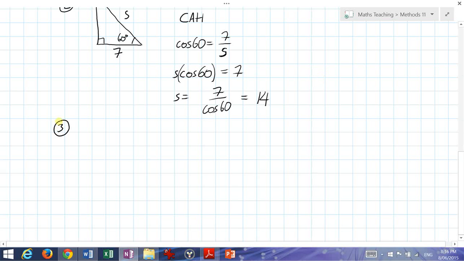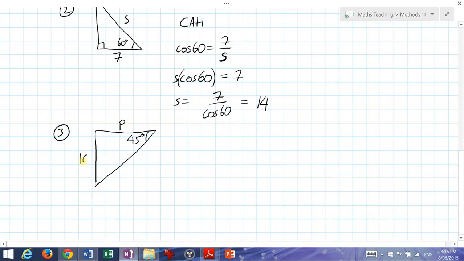Say we have a triangle now. Let's make it a bit harder. So let's draw it in a different direction. And let's put the angle up there, and we'll say that angle is 45 degrees. I want to know what this one is. We'll call this side P. I want to find out P. And we know that this side over here is 10.